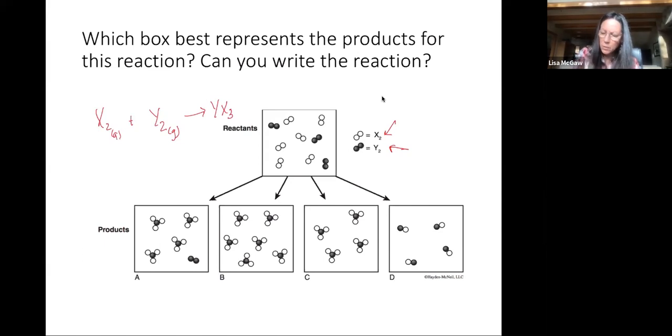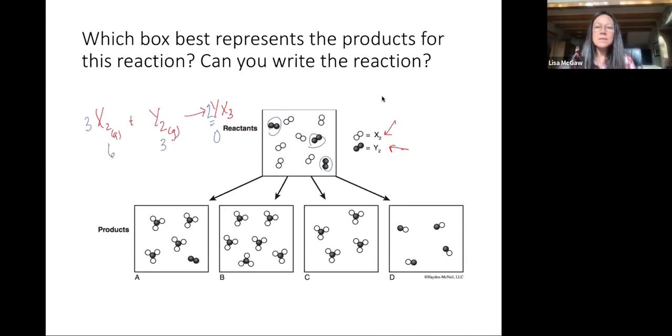So when I balance that equation and put in my coefficients, I'm going to put a 2 in front of YX3. And then I'm going to put a 3 in front of X2. And so now I have a balanced chemical equation. And what I'm going to do is I'm just going to count what I have. I have 3 dark circles. Those are my Y's. So I'm initially starting with 3 of those. I'm starting with no product. And I'm starting with 1, 2, 3, 4, 5, 6 X2s.